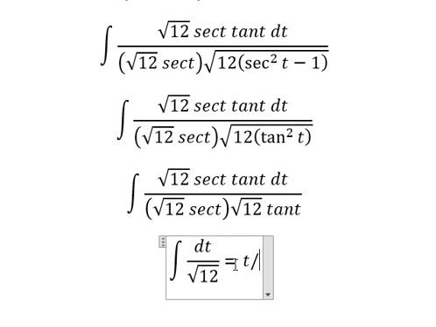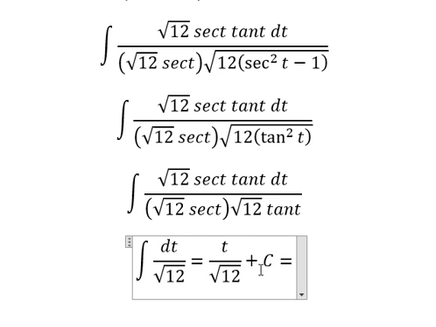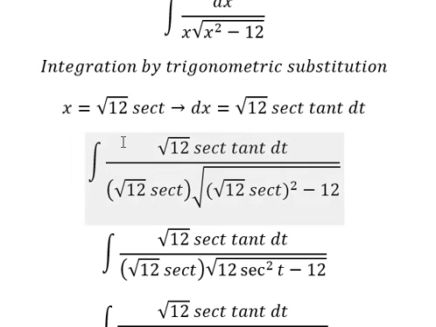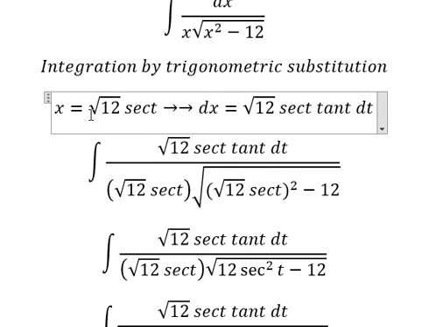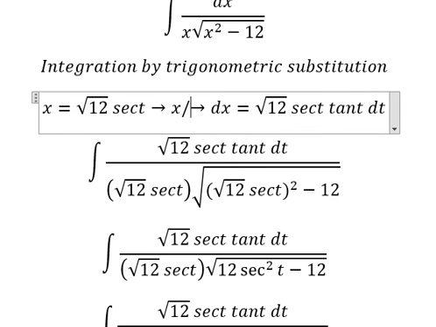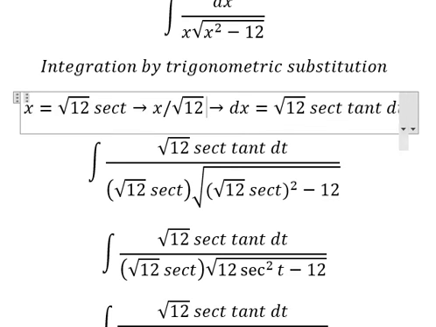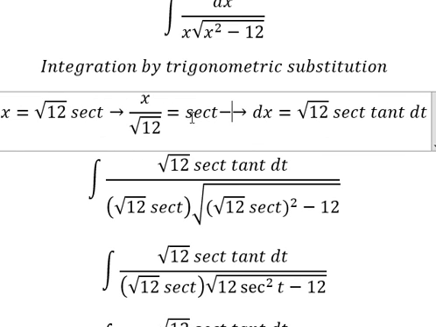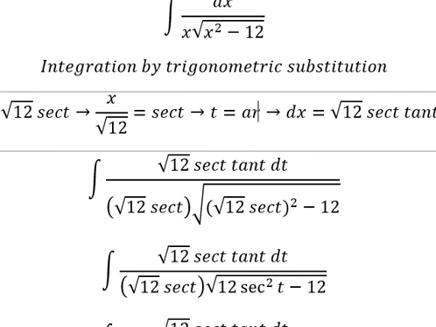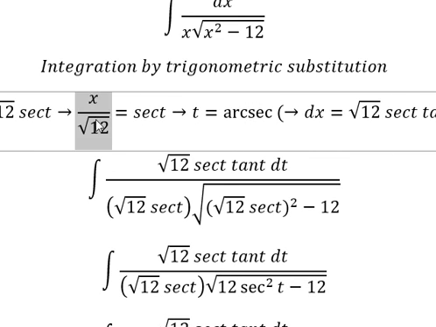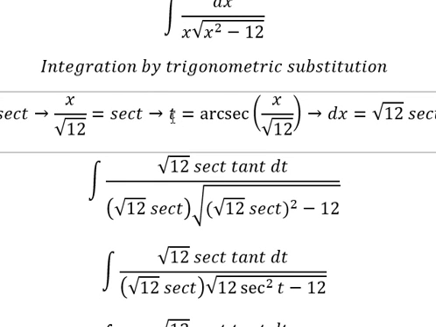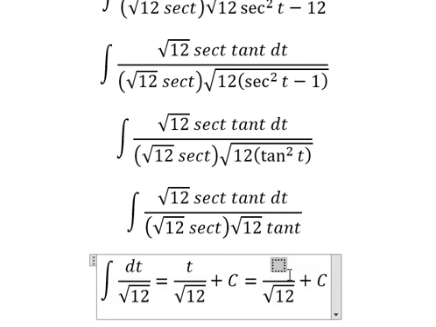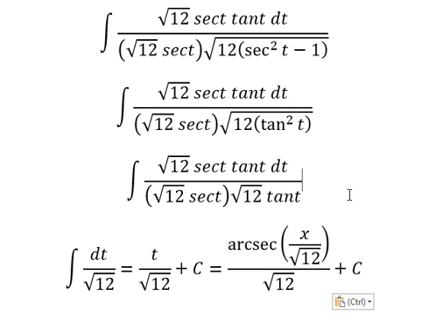And now we have the final answer. About t, that is this one. So we divide both sides by the square root of 12, and we can find the value of t. Now, we need to change the value of t into this one. And here is the final answer.